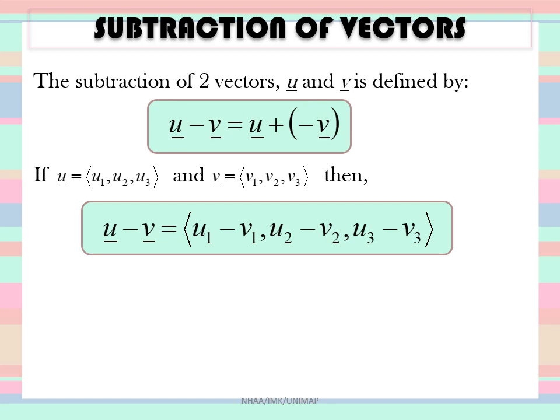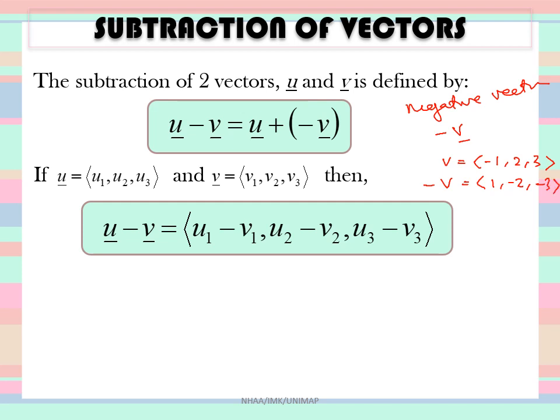Okay, subtraction of two vectors simply means the addition of one vector with a negative vector. What does it mean by negative vector? Okay, negative vector v, for example. What does it mean by this? It means it goes in the opposite direction of the other. If v is (-1, 2, 3), then minus v is (1, -2, -3).